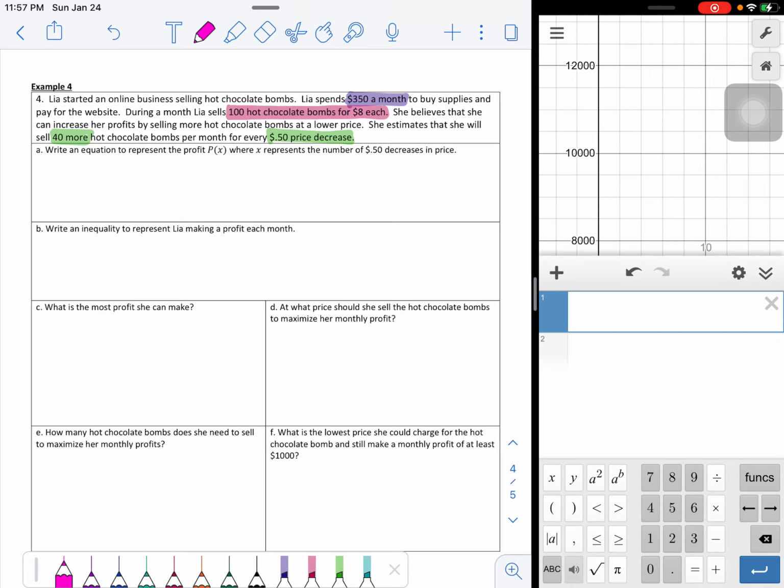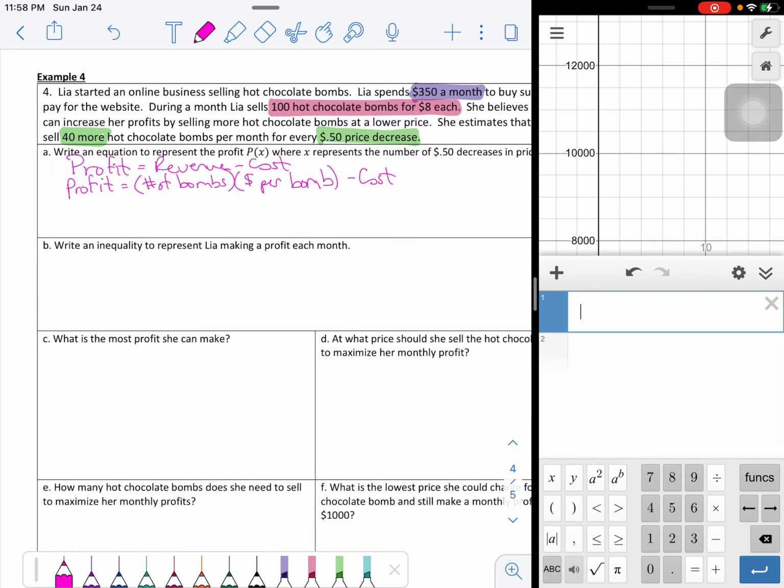So for Leah here, her profit, as with all profit, is equal to revenue minus cost. For her case, her revenue is going to be the number of bombs sold times the money per bomb, except I spelled bomb wrong there. Let's try that again. Bomb minus the overall cost. All right, so putting this into what's actually going on in this problem.